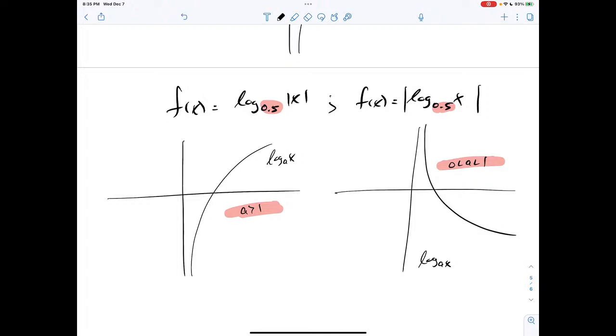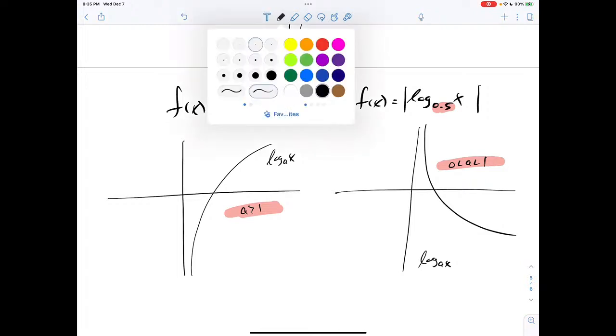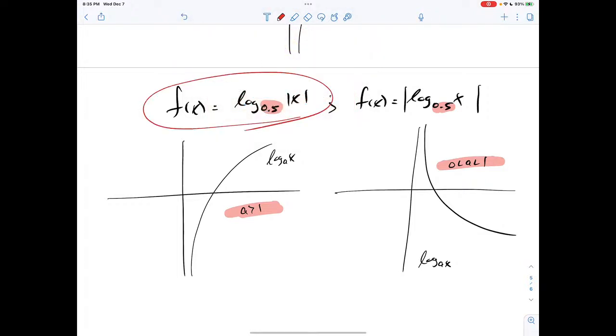So if I asked for, Emma, are you following? Is this okay? Okay, yeah. So if I asked for this, like log of a half absolute value of x, actually it would look like this. This would be log of 0.5x, the absolute value. But something to think about. We can talk about that too. Okay, so there's that one.